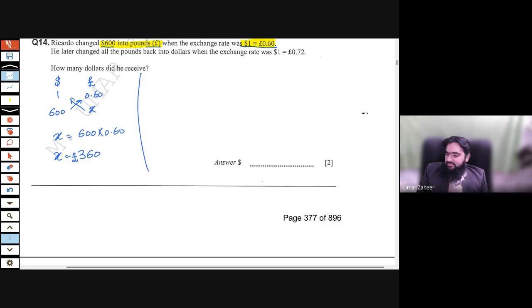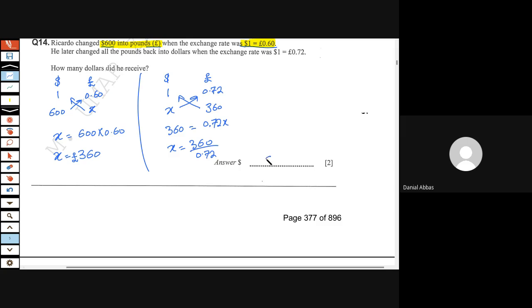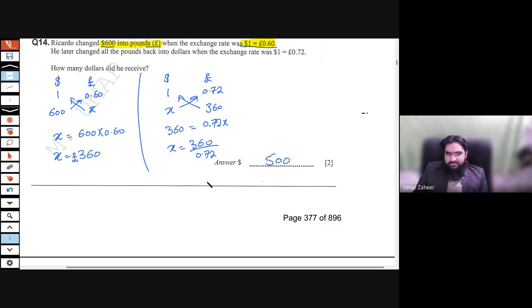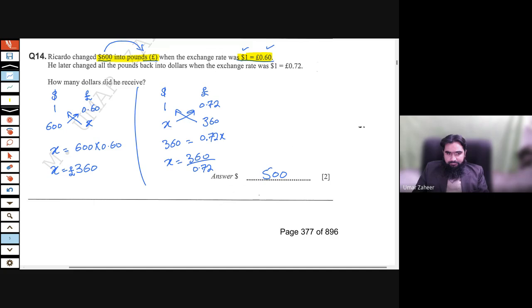Now he later changed all the pounds back into dollars. The exchange rate is the same kind of thing. You have dollars and pounds. The rate of change is 1 and 0.72. Now we are changing the pounds back into dollars. Cross multiply, it is going to be 360 is equal to 0.72 times x. So it will be 360 divided by 0.72. Yes, that is 500. $500. Yes, everybody, it is clear? Yes, sir.